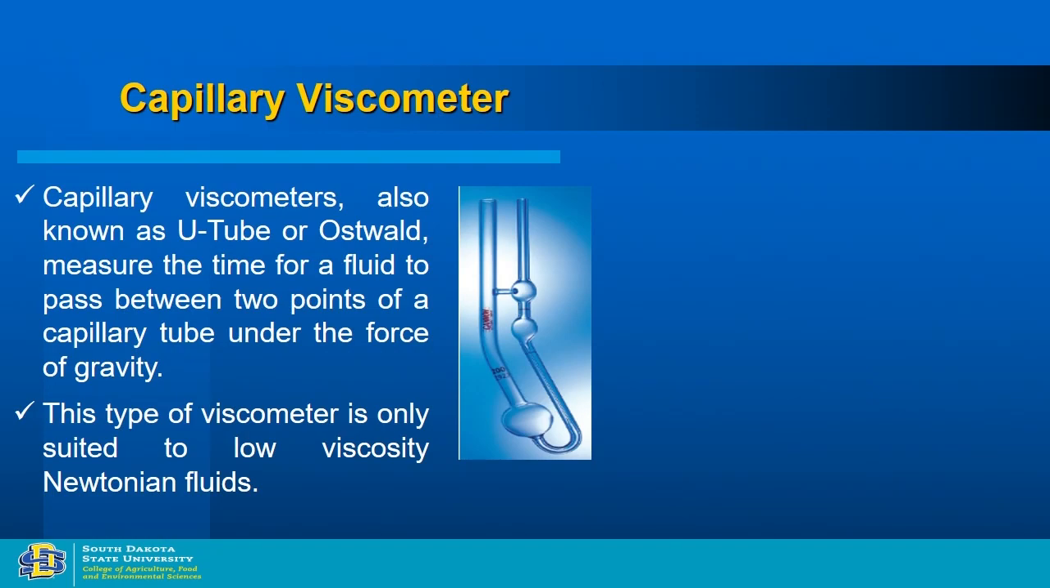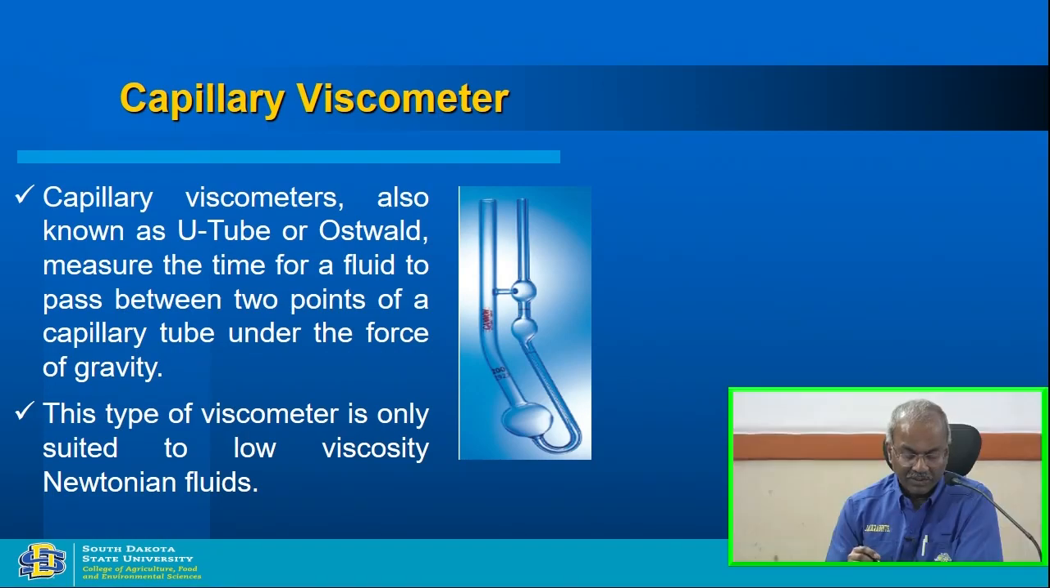So the other instrument is the capillary viscometer, known as the U-tube or Ostwald viscometer, which measures the time for fluid to pass between 2 points in a capillary tube under the force of gravity. This is only suited for low viscosity Newtonian fluids. For higher viscosities, we need to go with the rotational viscometer, and that's the best option we have for us.